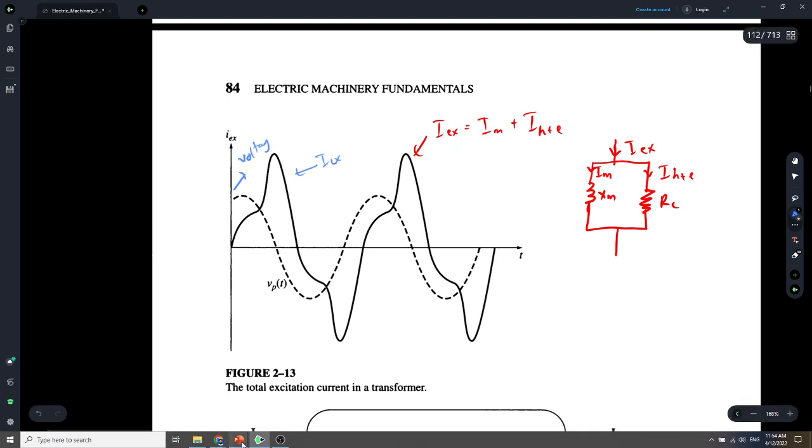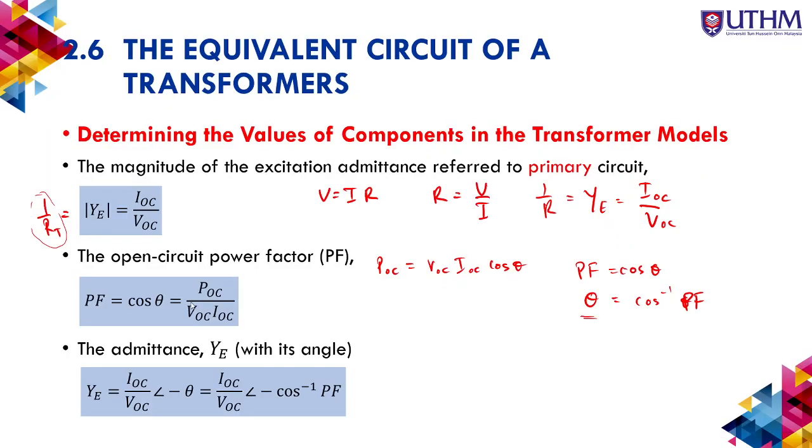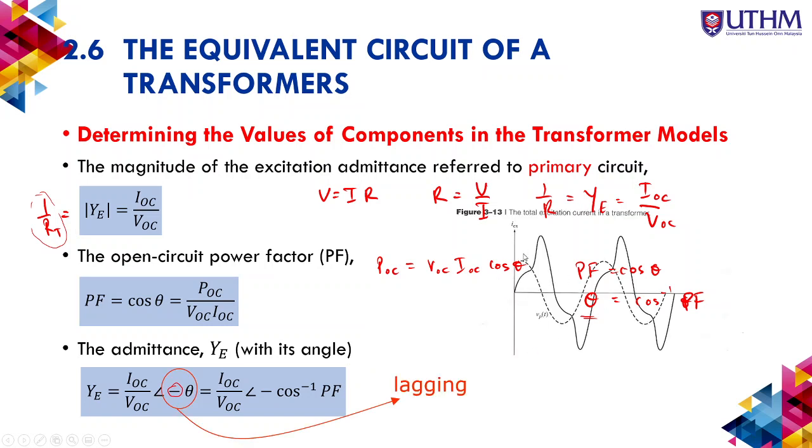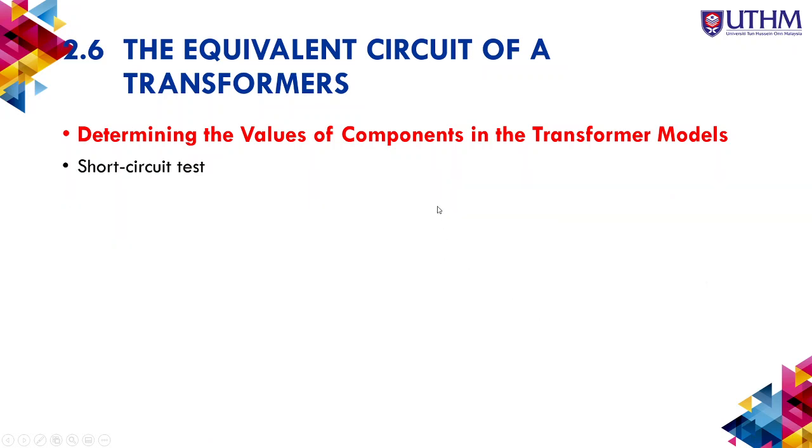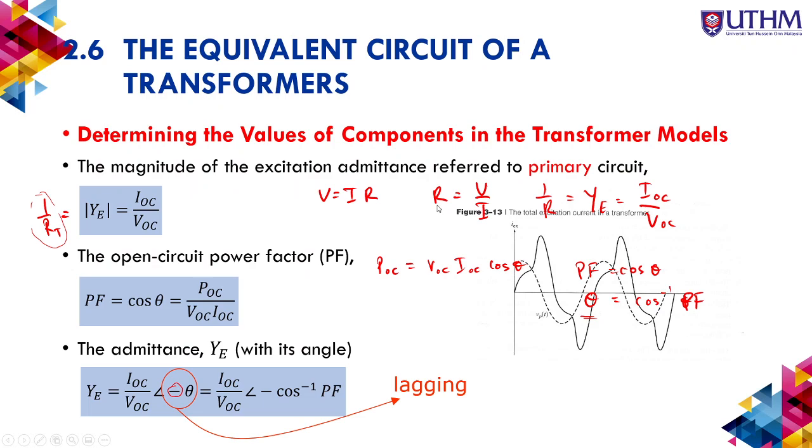So since it is lagging, we need to add negative sign in front of the angle. Okay, so YE equal to IOC divided by VOC. The angle is negative. We need to add this. Okay, don't forget to add the negative sign because it's lagging. So from this gambar, from this figure, yeah, that's all for the open circuit test.